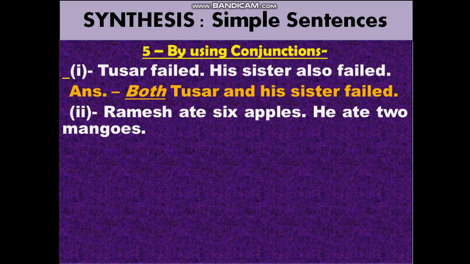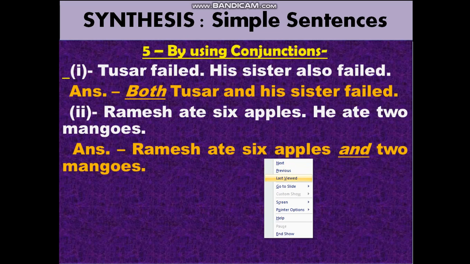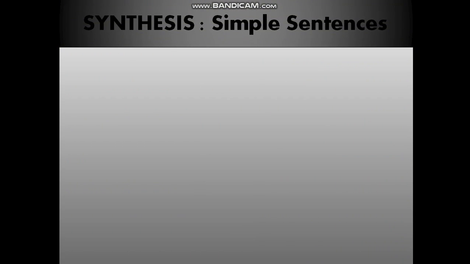Ramesh ate 6 apples. He ate 2 mangoes. This is a very simple one. We have done it in your 6th or 7th standard also. Ramesh ate 6 apples and 2 mangoes. We have used the conjunction "and" here.